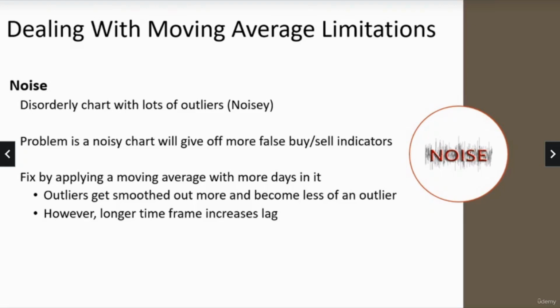So things that are these big outliers can get smoothed out more and become less of an outlier, because a longer time frame will actually smooth that out more than a shorter time frame. However, a longer time frame will increase the lag a little bit more. It doesn't put as much emphasis on more recent prices. So with all these things, you have kind of a give and take.